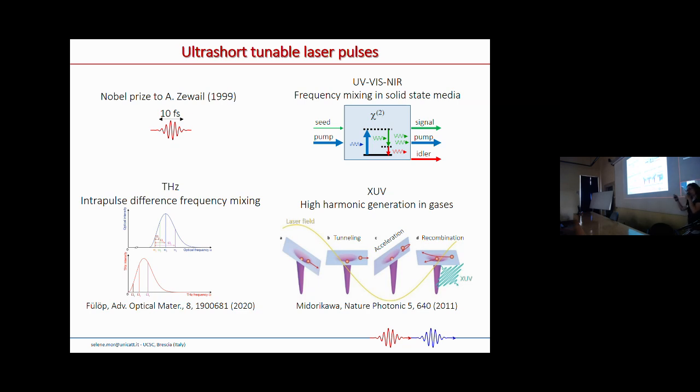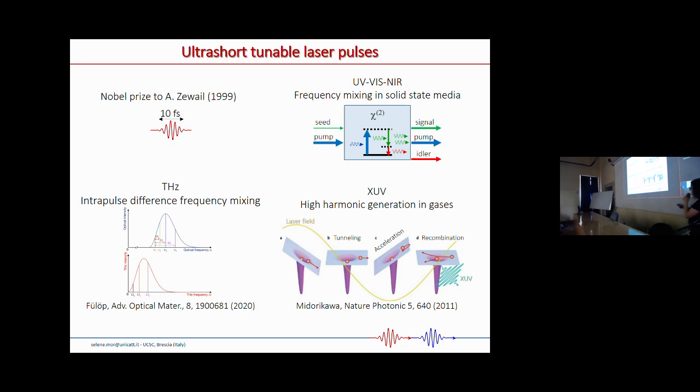Eventually, you go in the other direction, where the extreme UV range is exploited, typically by means of high harmonic generation in gases. This is quite challenging from an experimental viewpoint, and also theoretically there's still a lot of effort. There are also some talks in the school talking about this mechanism.